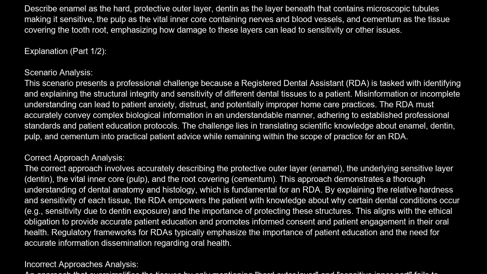This aligns with the ethical obligation to provide accurate patient education and promotes informed consent and patient engagement in their oral health. Regulatory frameworks for RDAs typically emphasize the importance of patient education and the need for accurate information dissemination regarding oral health. Incorrect approaches analysis.